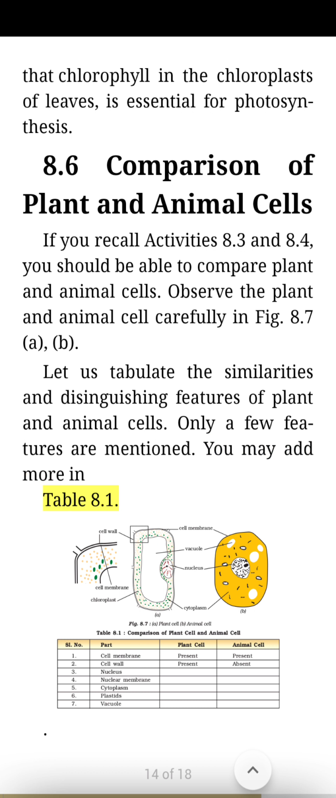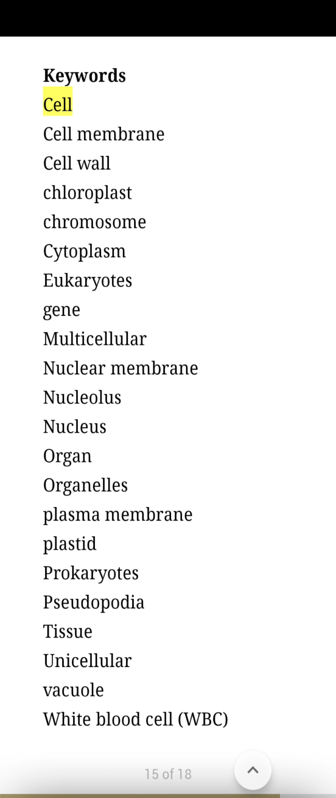Table 8.1. Keywords: cell, cell membrane, cell wall, chloroplast, chromosome, cytoplasm, eukaryotes, gene, multicellular, nuclear membrane, nucleolus, nucleus, organ, organelles, plasma membrane, plastid, prokaryotes, pseudopodia, tissue, unicellular, vacuole, white blood cell WBC.